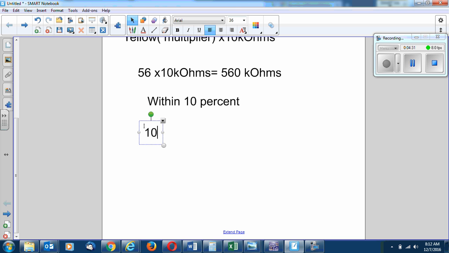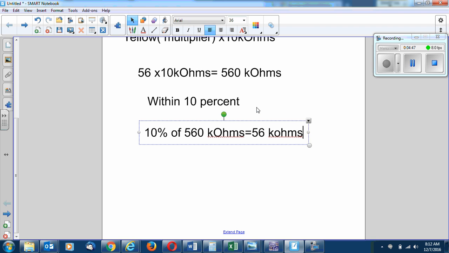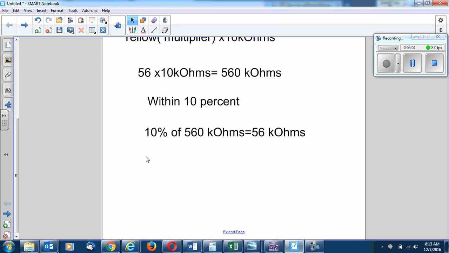So let's figure out what 10% of 560 kilo ohms is. Well, 10% of 560 kilo ohms is actually 56 kilo ohms. Notice that this is a huge number, guys. We're in kilo ohms. These are actually 560,000 ohms, and the tolerance is 56,000 ohms. It's a very, very large tolerance.